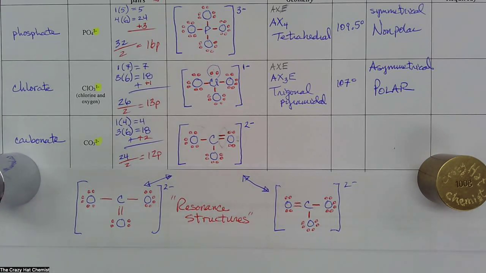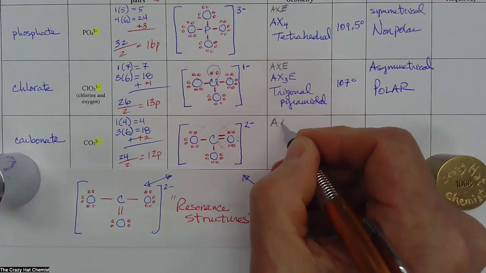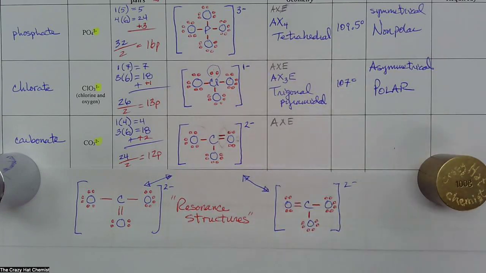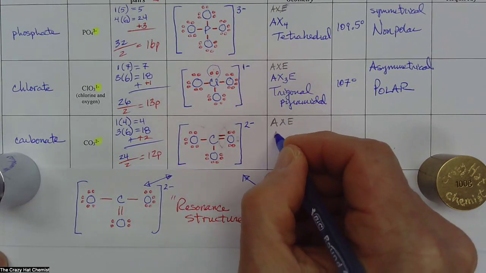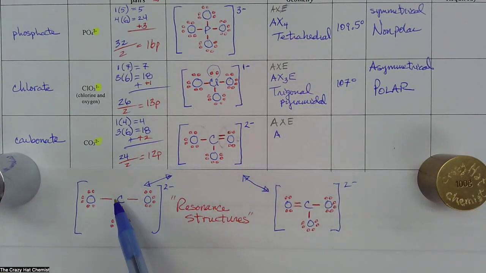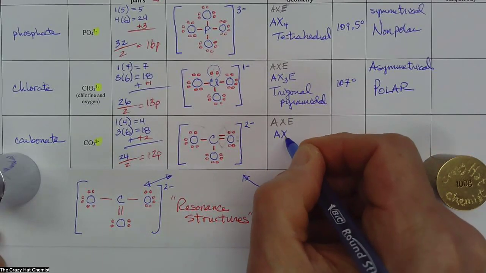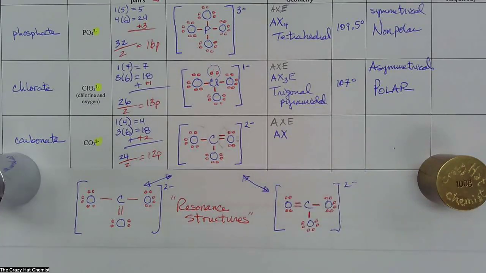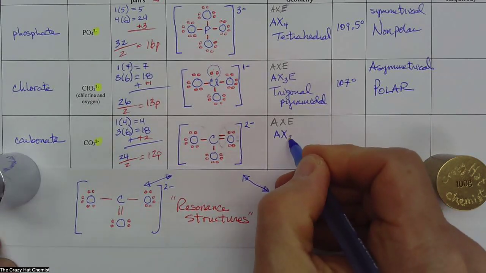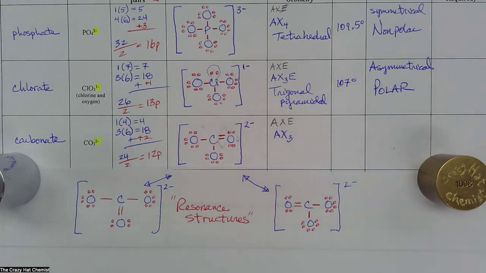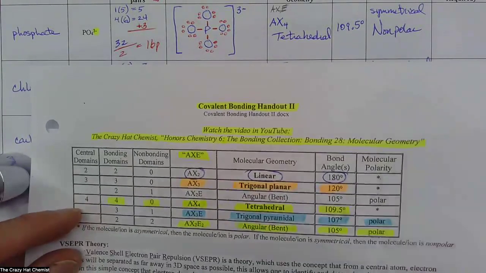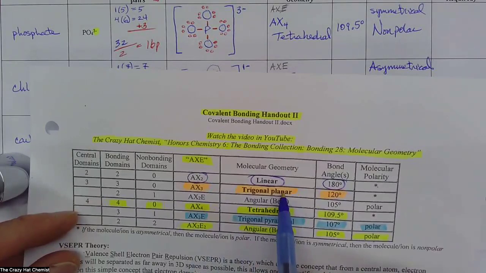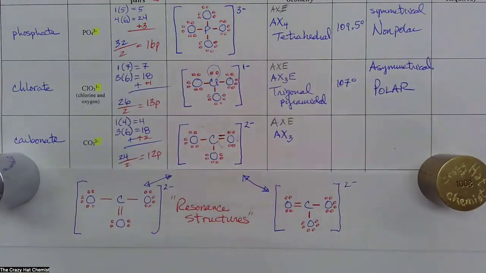Now, it doesn't matter which of these structures you look at, you're going to still get the same AXE. So the central element in all 3 of these resonance structures is the A, and I'm going to write that A down. In all 3 of these structures, there are 3 bonded oxygens attached to that central element. That's X. Are there any lone pairs on the central carbon on any of these? The answer is no. So it's AX3. So what does this correspond to? Let's pull out our little data table. AX3 is trigonal planar with bond angles of 120.